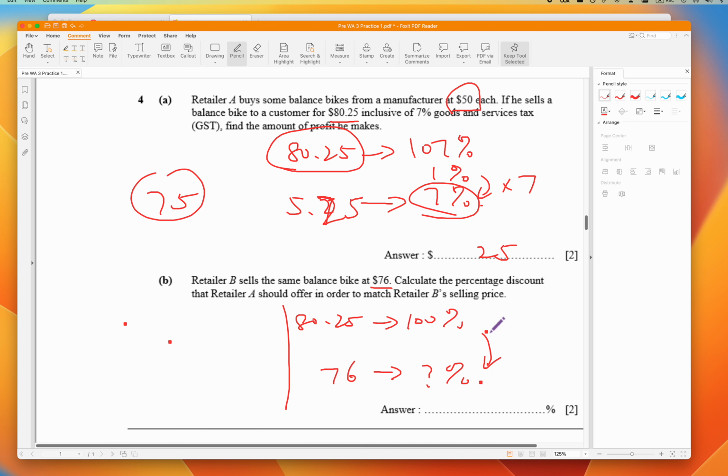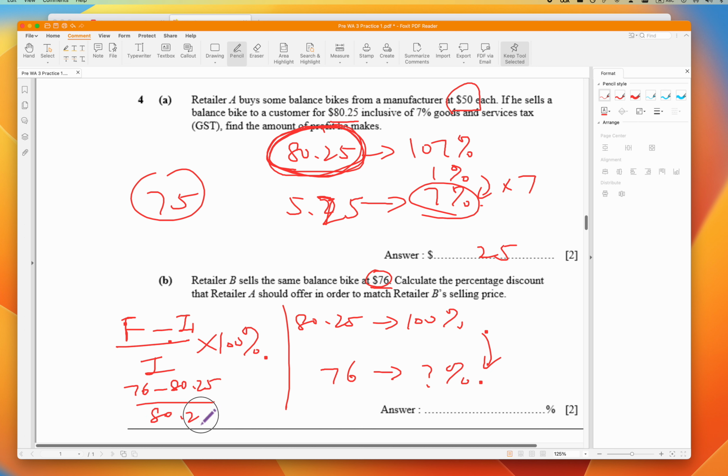The other way is you can use the formula final minus the initial, divided by the initial, times the 100%. So they say, hey, at the start I sell at this price. Now I sell at this price. What's the discount? So you just use the final. Final is this 76, minus the initial, which is 80.25, divided by the 80.25, times the 100%. Can you help me out with this? And then you are supposed to get a minus something percentage.